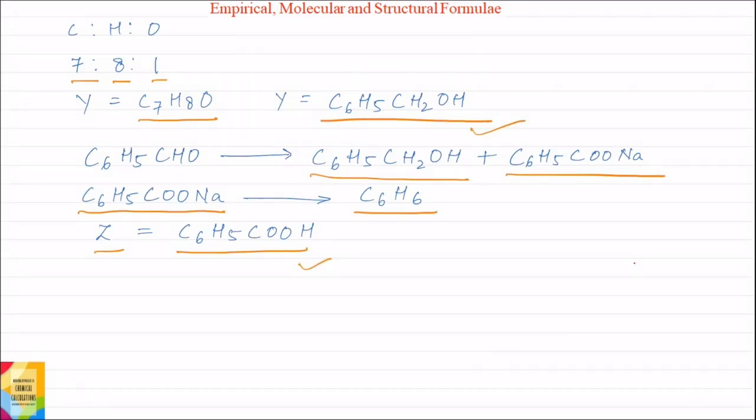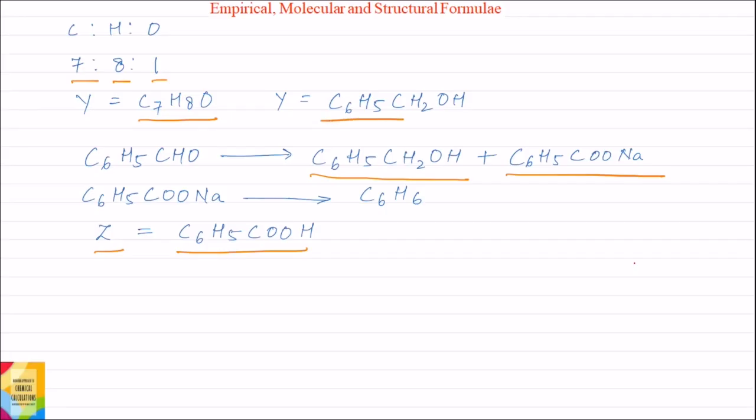Now C6H5CHO on treatment with alkali gave a neutral product Y and sodium salt of aromatic acid which on distillation with soda lime gave benzene. Therefore the sodium salt of aromatic acid must be sodium benzoate and the acid will be benzoic acid. So C6H5CHO forms the sodium salt of the acid and an alcohol. ये जो alcohol है, it is Y. If we compare the molecular formula of this alcohol and molecular formula of Y, then both are the same.